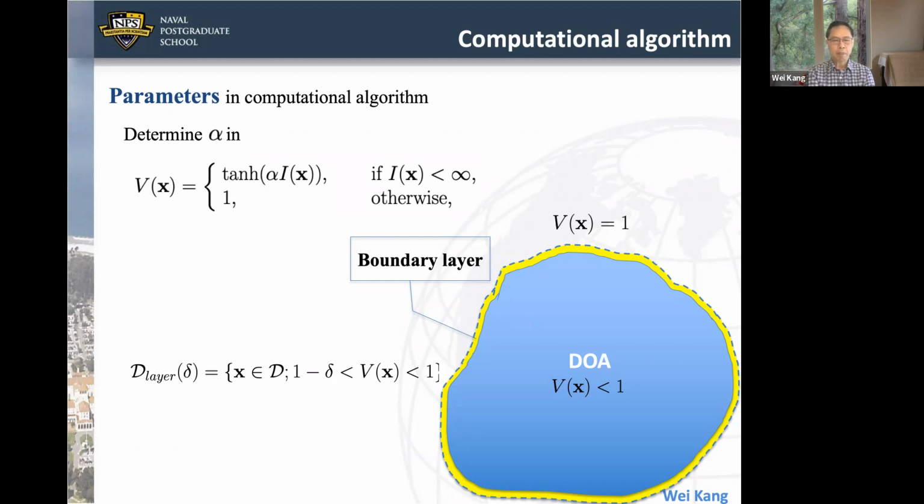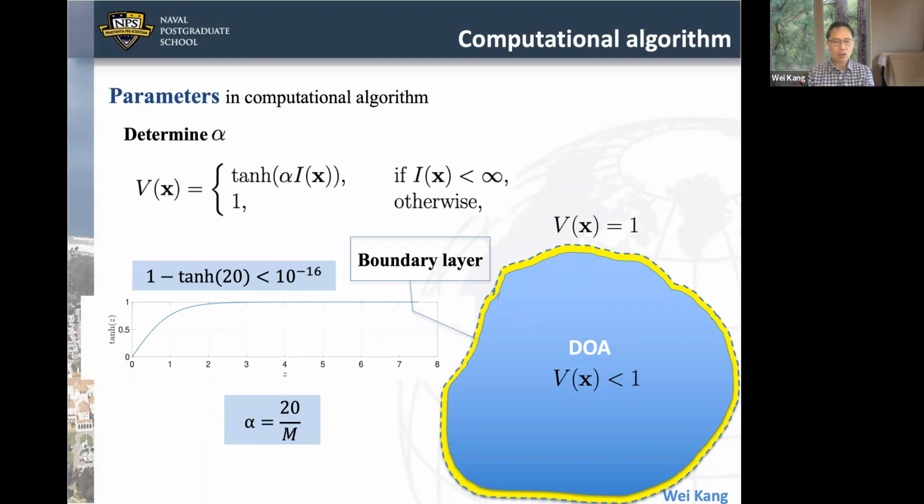So how to choose alpha? Basically, that's based on how thin this boundary layer is. If you get into the boundary layer, numerically I consider it unstable already. How to define the boundary layer, since you never numerically hit the boundary exactly? Well, look at the hyperbolic tangent function. It goes from 0 to 1. If, for example, you choose 20, the hyperbolic tangent of 20 is very, very close to 1. The difference is less than 10 to the negative 16. So basically it's getting into the range of machine precision.